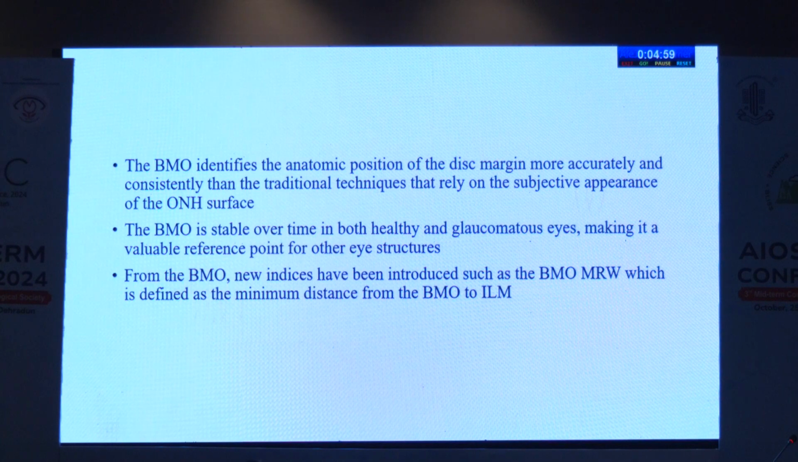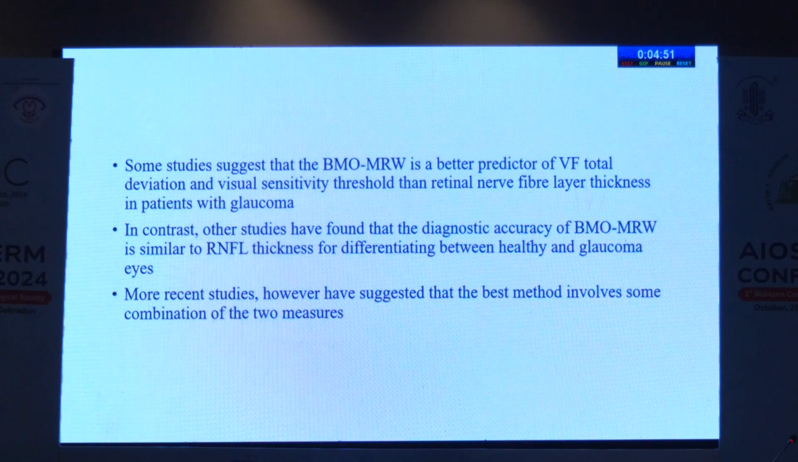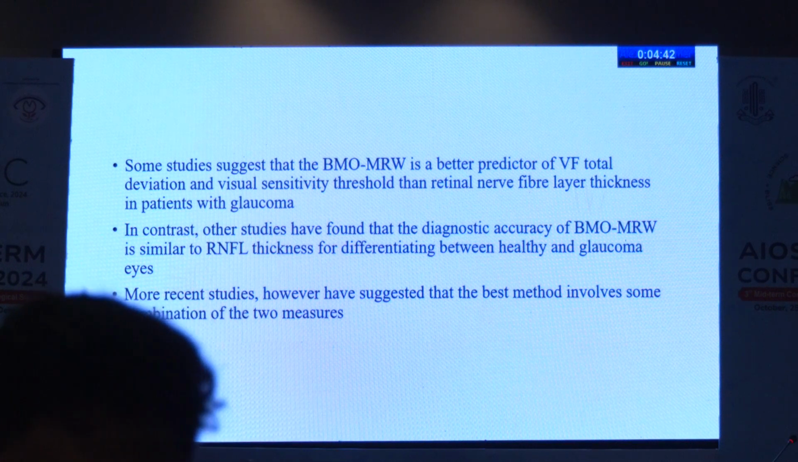eye structures. From the BMO, new indices have been introduced, such as BMO-MRW, which is defined as the minimum distance from the BMO to the ILM. And some studies suggest that the BMO-MRW is a better predictor of visual field total deviation and visual sensitivity threshold than the retinal nerve fiber layer thickness in patients with glaucoma.